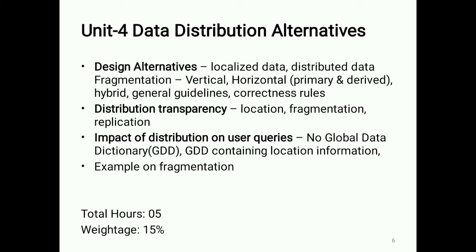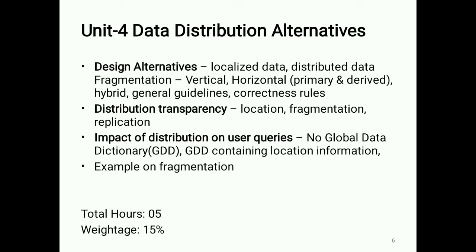Then the second topic is fragmentation. Fragmentation is nothing but a replication of your database. It's a different way to replicate your database. There is vertical, horizontal, hybrid, general guidelines and correctness rules. We have to learn these in the concept of fragmentation. Then distribution transparency. Transparency means we have to achieve transparency for the user. It means when the user is accessing the data, at that time transparency is needed. Transparency based on location, fragmentation, replication, and so on.